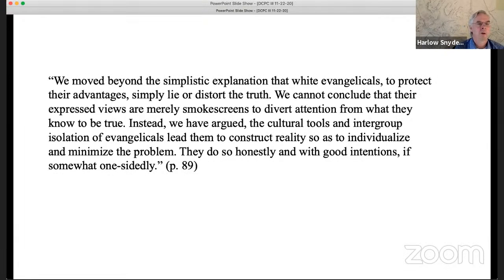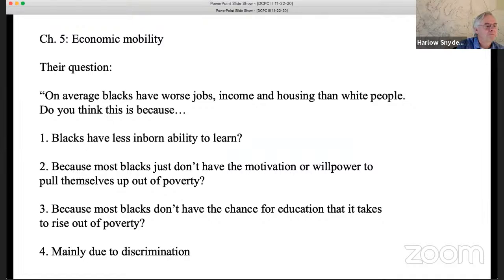Instead, we have argued the cultural tools, like the ones we just mentioned, and intergroup isolation of evangelicals lead them to construct reality so as to individualize and minimize the problem. They do so honestly and with good intentions, even if somewhat one-sidedly. So these cultural tools that evangelicals are deploying are deployed in good faith. And I know that all of these cultural tools seem intimately familiar from my own upbringing and background, and I suppose they'll look somewhat familiar to you as well.